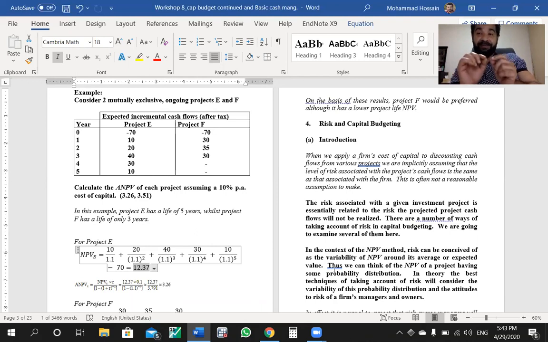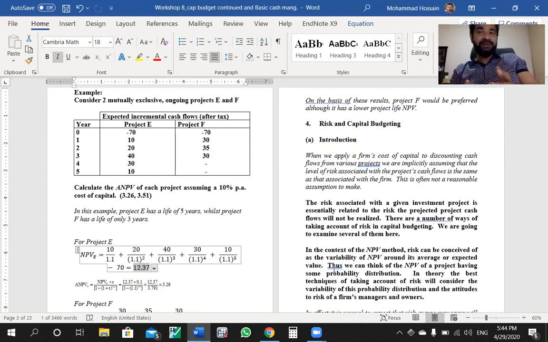What we found is that the net present value is 12.37. It means that the present value of total future cash flows is 82.37. Our investment was 70. So we have a net present value of 12.37. This is our net present value concept. We all understand this very simple concept.